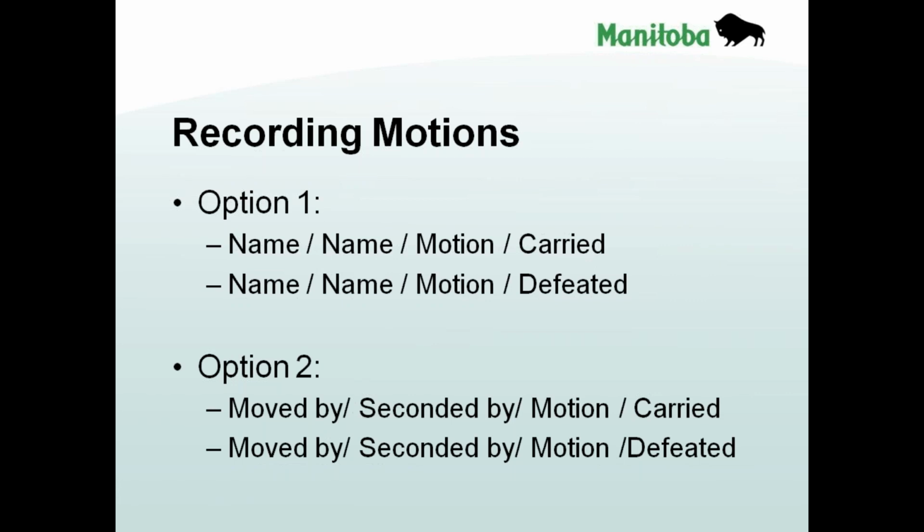In option 1, you would write the name of the mover, followed by the name of the seconder, the motion, and carried. In option 2, the minutes will actually say moved by the name, seconded by the name, followed by the motion, and carried or defeated.